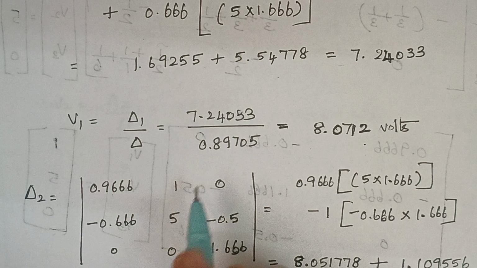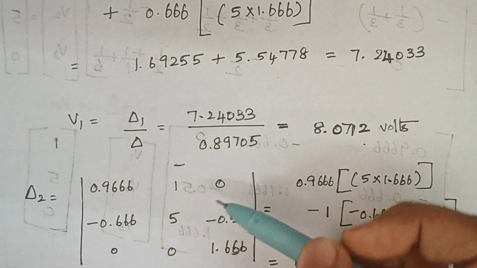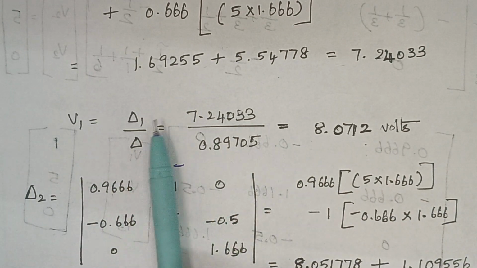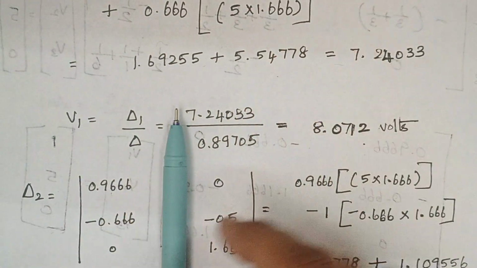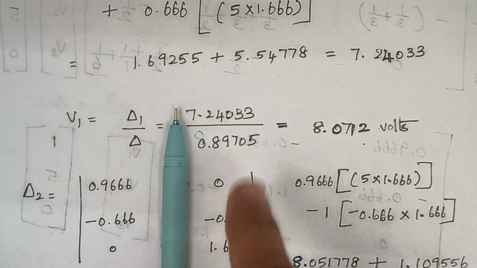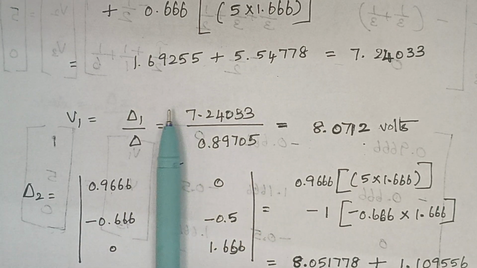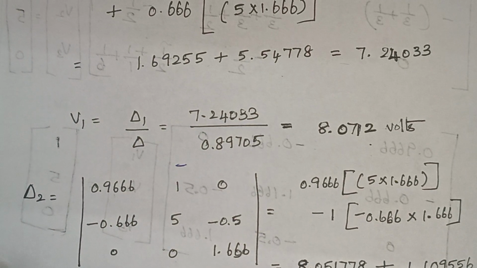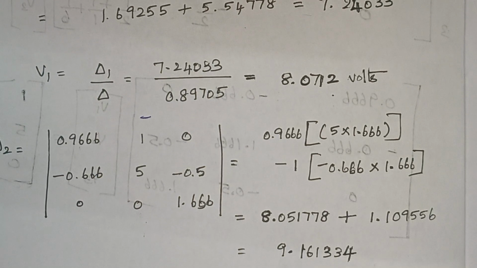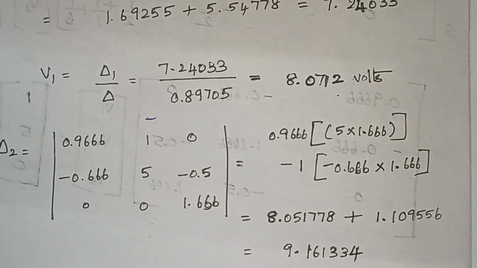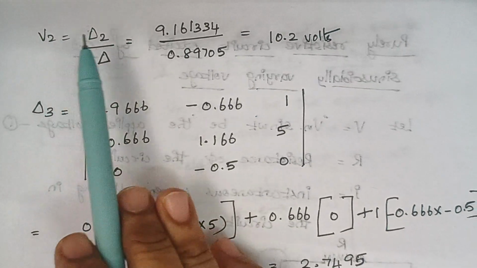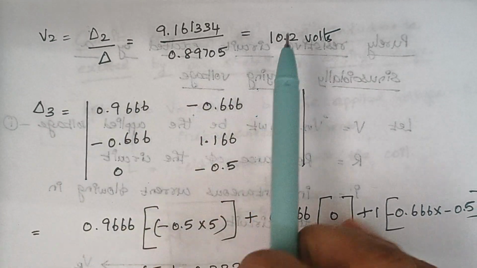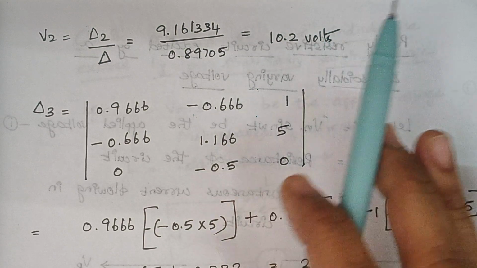Similarly, when you consider this, here you have to include a minus sign. So minus 1, again you have to leave this row and this column and this row. So you have to multiply these two minus of these two, right? Once you simplify, here we are getting the value of del 2 as 9.161. So here the value of V2 is del 2 by del. So that gives the answer of 10.2 volts here.